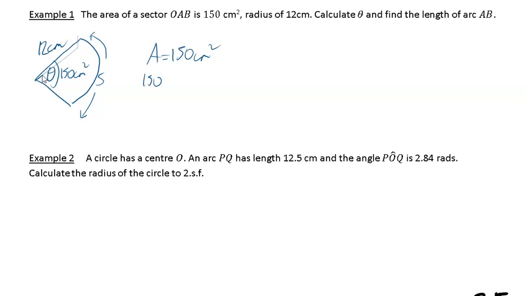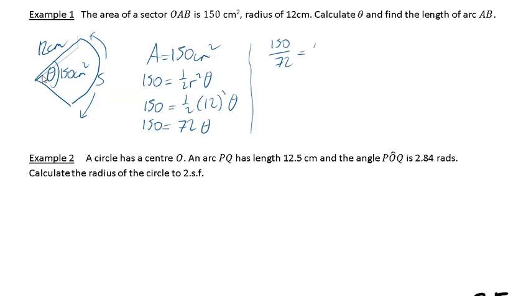So that means 150 is equal to a half r squared theta, and we know our r is going to be equal to 12, so that's going to be half times 12 squared times theta. So that's 150. 12 squared is 144, divided by 2 is going to be 72 times theta. And then we'll just do the 150 divided by the 72 to give you your theta. And if you work it out, it is going to be equal to 2 and 1/12, and that is going to be radians.